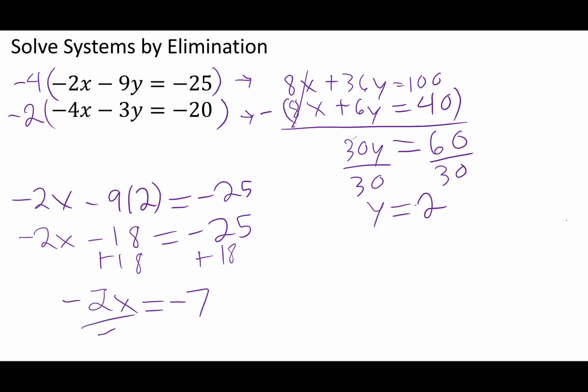And divide both sides by a negative 2. I get x is equal to, well, 7 over 2 doesn't simplify other than a negative divided by a negative. I just get 7 over 2, which is fine. This is one of the reasons we have other methods. So I get 7 halves and 2.